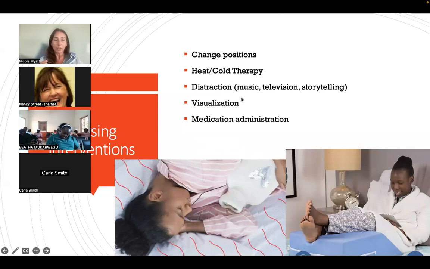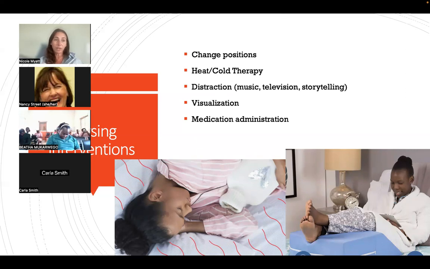Distraction. If we're doing a procedure on someone that we can't medicate right away, I might say, do you like the mountains? Do you like the beach? If it's an older person, I often say, how many grandchildren do you have? I try to tell stories to just distract their mind from it for a little bit.